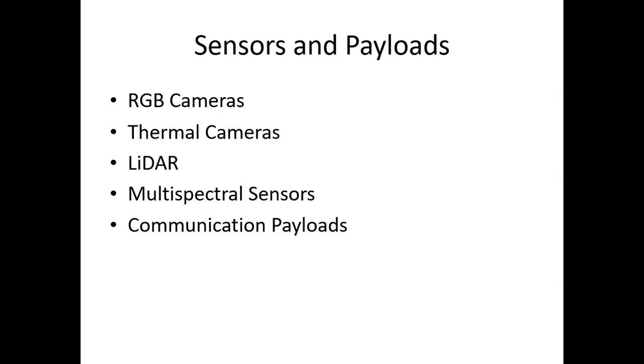wildfire monitoring, and infrastructure inspection. Lidar technology uses laser pulses to generate highly accurate three-dimensional terrain models even in dense vegetation. Multispectral sensors collect data across multiple wavelengths, helping assess vegetation health, water quality, and environmental conditions. Communication payloads enable drones to function as airborne communication hubs during emergencies. Integration of these advanced sensors greatly enhances situational awareness and operational effectiveness.